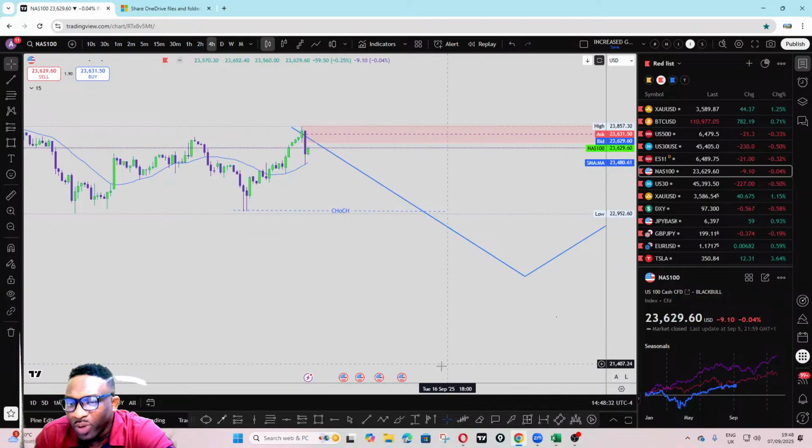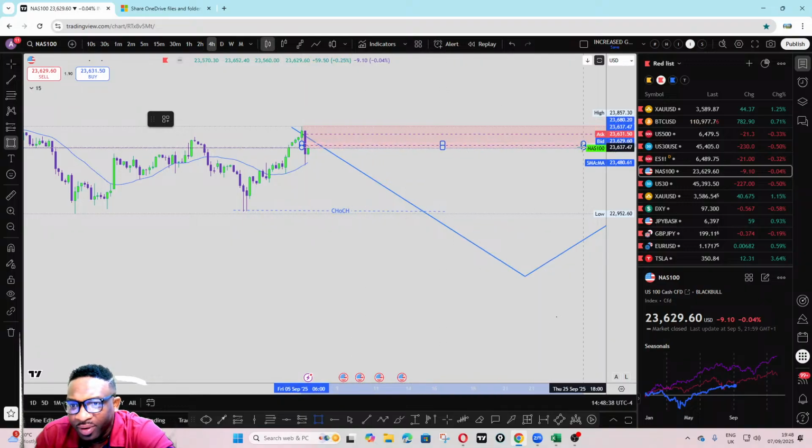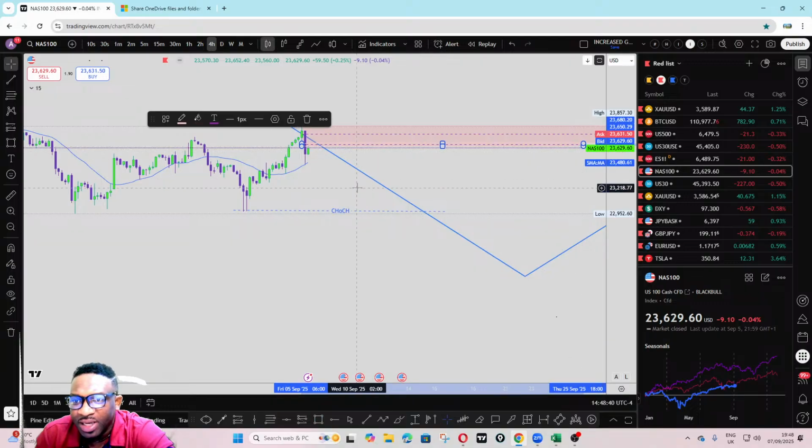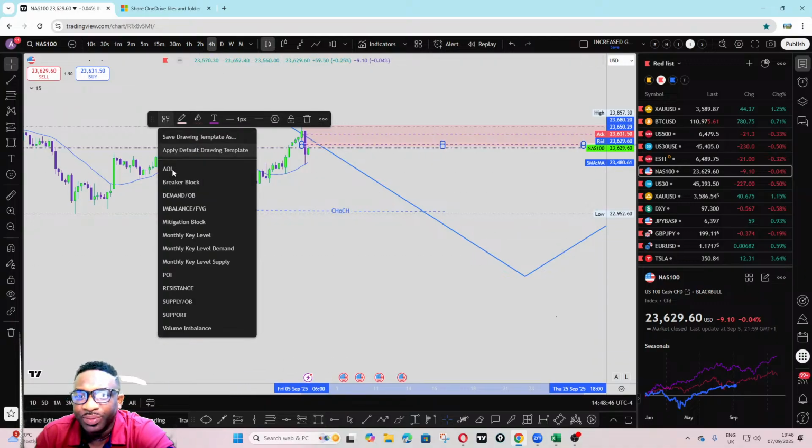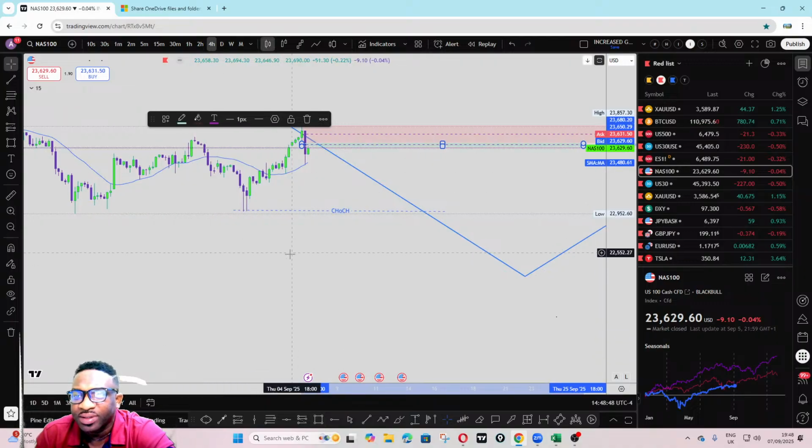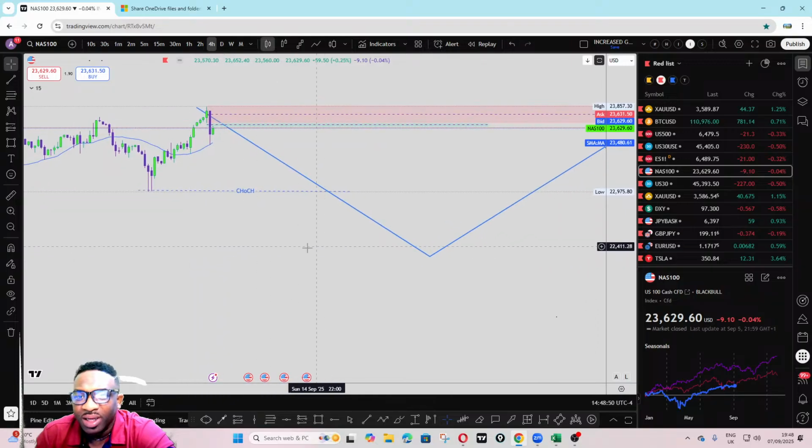So we can also identify there is this imbalance that was created right here, a tiny one though on the 4-hour time frame, but it is what it is. It's an imbalance, so we take notice of it as we mark out our chart.